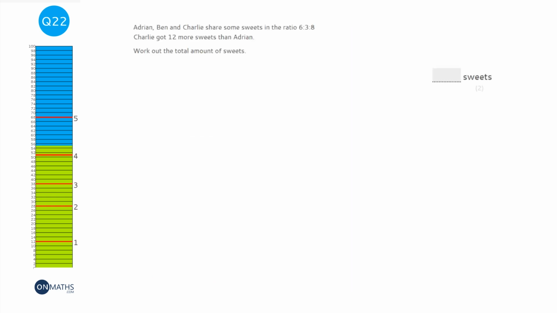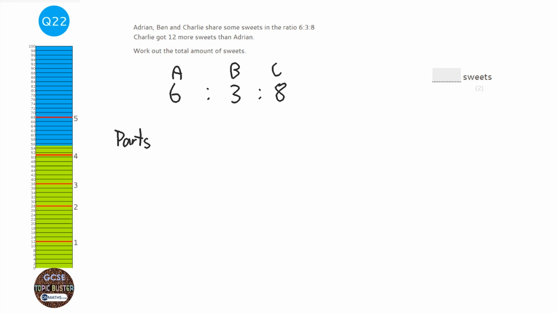Okay, so this question is a little bit more complicated than it first seems. So we've got Adrian, Ben, and Charlie, and they share some sweets in the ratio of 6 to 3 to 8. And it says that Charlie got 12 more sweets than Adrian. Well, first of all, let's have a look and see how many more parts that Charlie got more than Adrian. I always cross my L's for some reason.